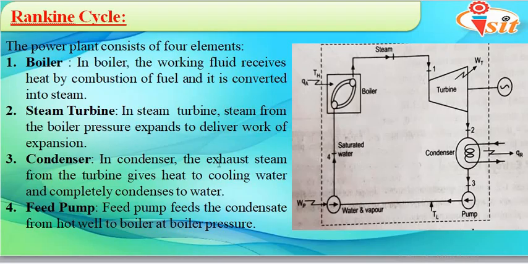Now comes the third component, that is condenser. So in the condenser, the exhaust steam from the turbine gives heat to the cooling water and it is completely condensed to water. So here the condensate which comes from the turbine will further pass into the condenser. So this condenser is actually a simple type of heat exchanger. It is a non-contact type of heat exchanger. So here we can see simple tubes through which cold water is circulated.